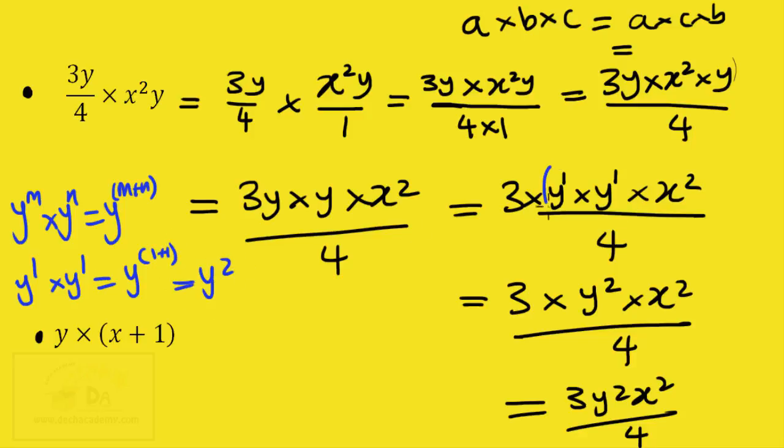And that's what I've done here. Y to the 1 times y to the 1 is y to the 2. So 3 times y squared times x squared, just drop the product sign, since it's multiplication, 3y squared x squared over 4. And that's it for that example.